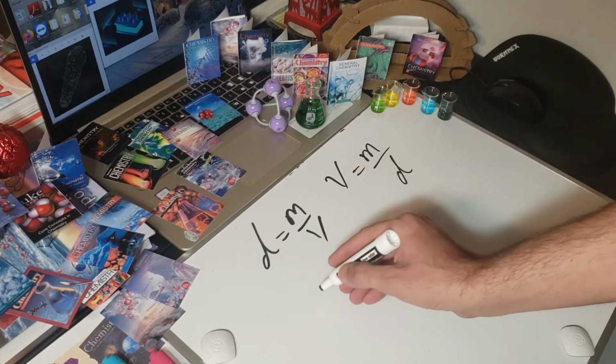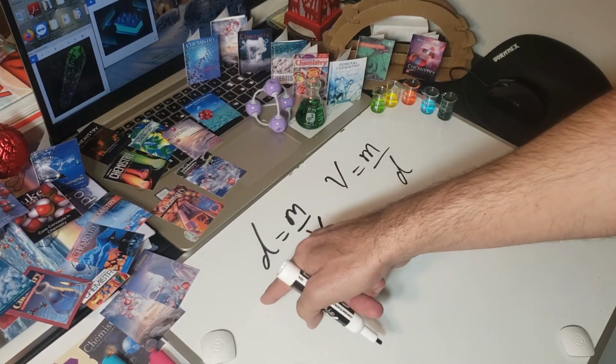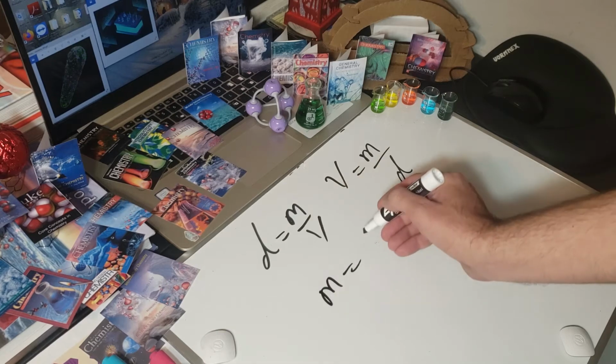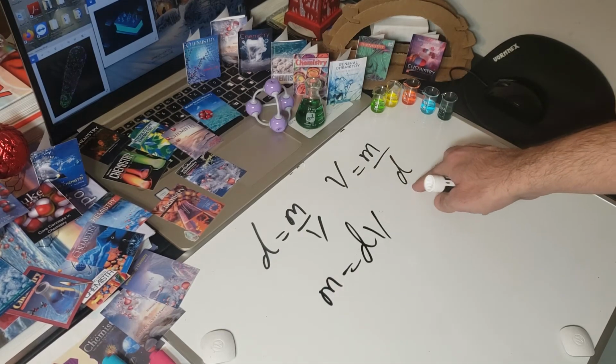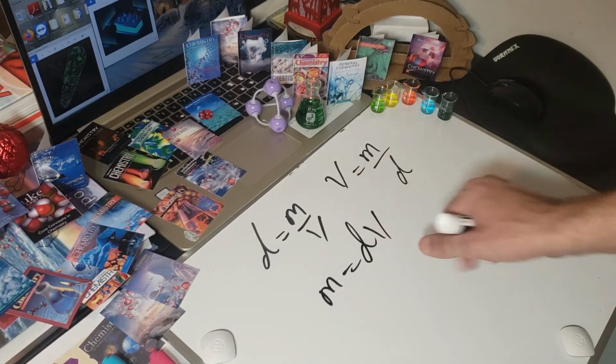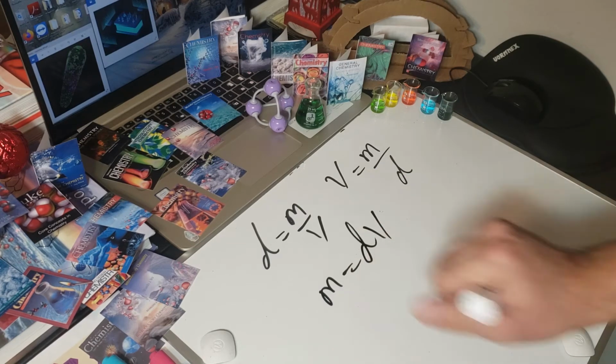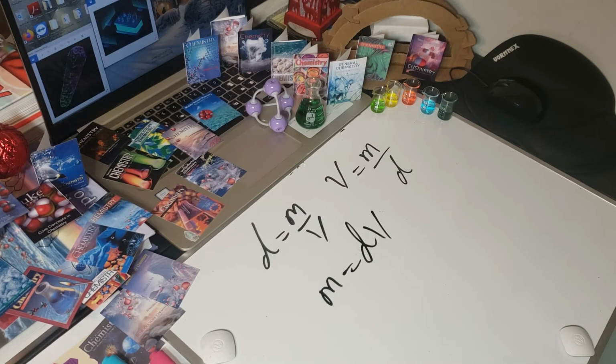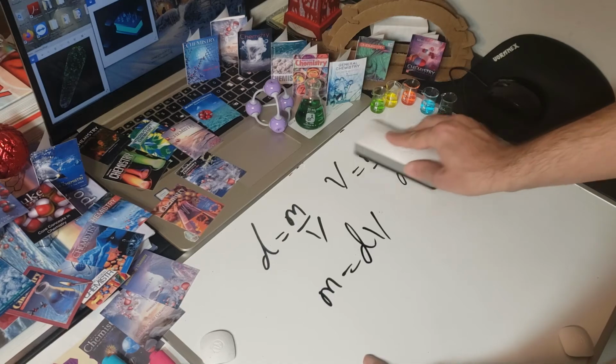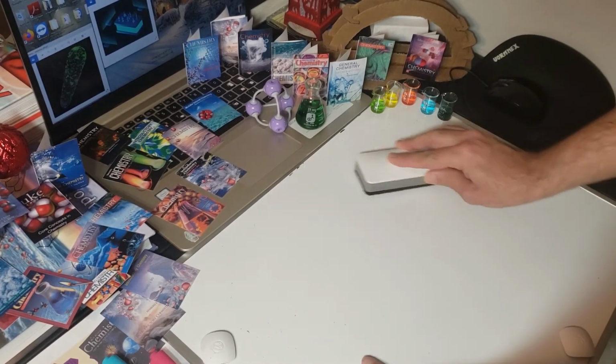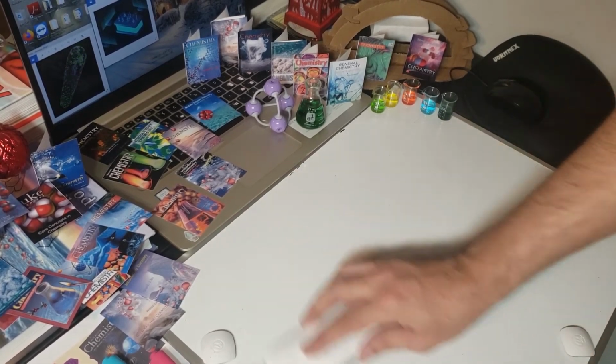And you could also solve it for mass, and that would be moving volume here to the other side, and that makes d times v, or moving d to the other side here, that also makes v times d. That is, mass is density times volume. So that's how we use the formula for density. I'm interested to do two examples of density.